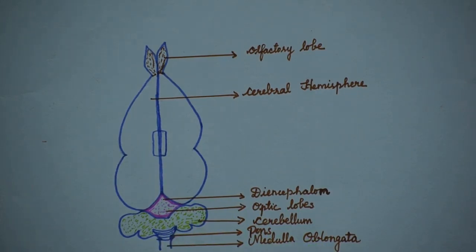See, what are the 3 coverings of brain? Outer dura mater, inner pia mater, middle arachnoid membrane. They are called meninges.